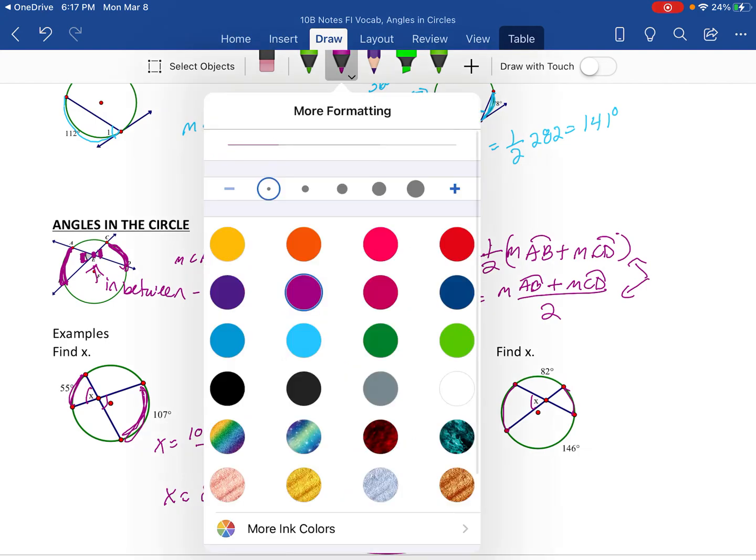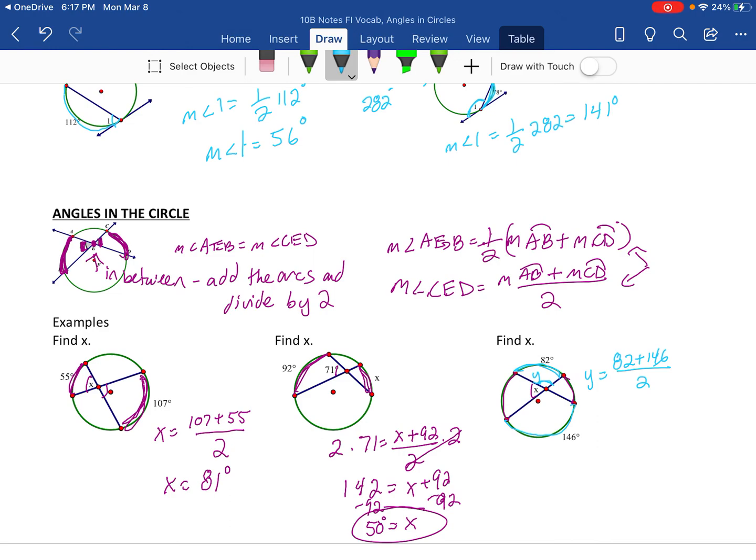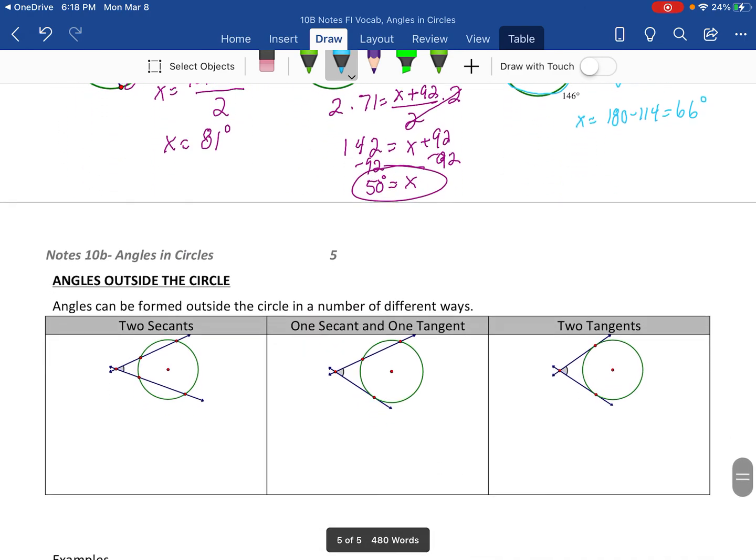My last one, well, this angle, I actually don't know these arcs, but I do have information for the angle next to it. I can find this angle right here. We'll call this y. I know angle y here is 82 plus 146 divided by 2. So y is going to be 114 degrees. And I know that these two angles are in a straight line, so x is going to be 180 minus 114, which is 66 degrees. So things that we did first quarter kind of catching up to us.